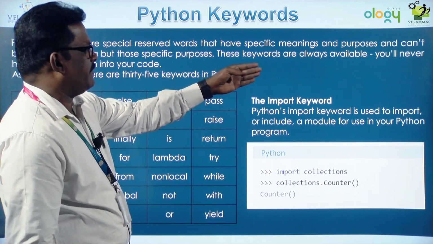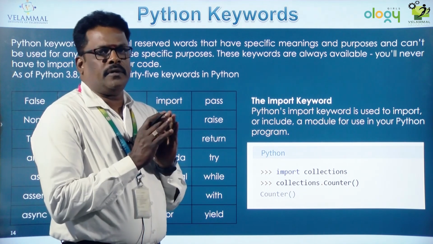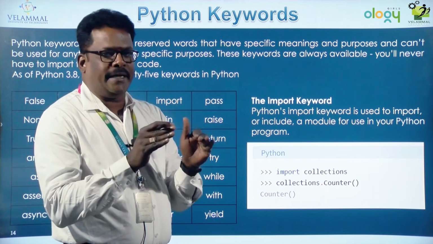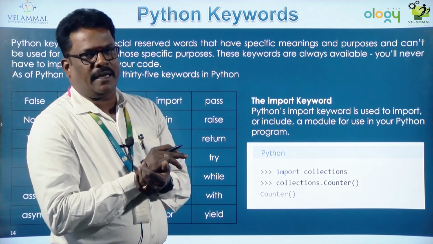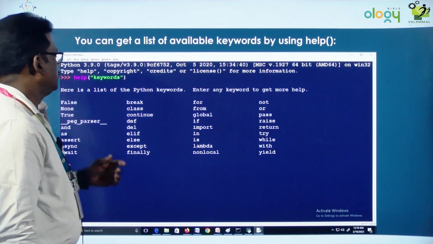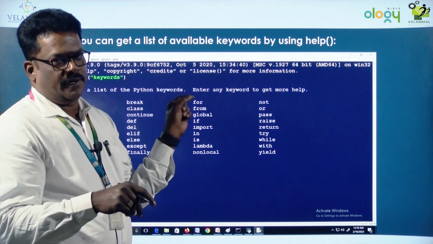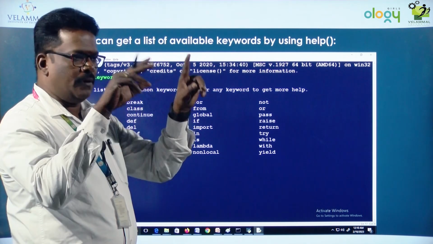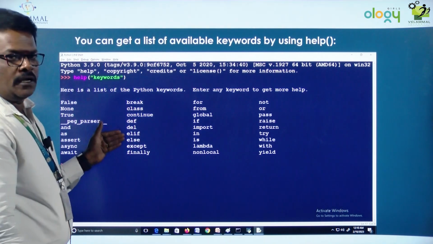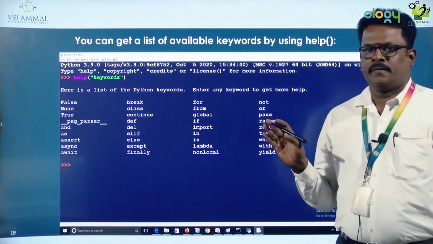These keywords are always available. You never have to import them into your code. You can use those keywords in your program. They are built in by default inside the programming language. How to get the keywords? Use help, inside the brackets, double quotes, keywords. In the chevron prompt, help, inside the brackets, double quotes, keywords. It is going to give you all the keywords here.